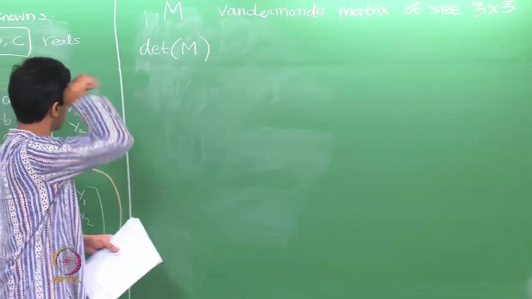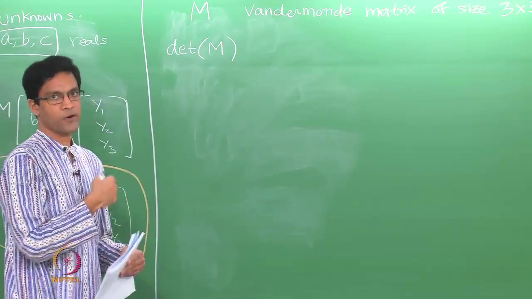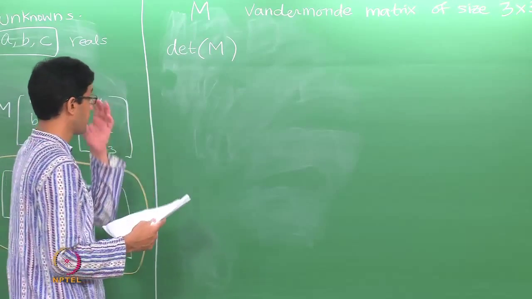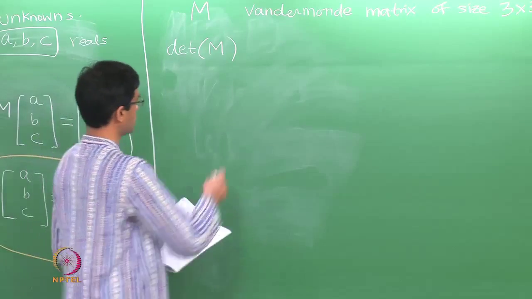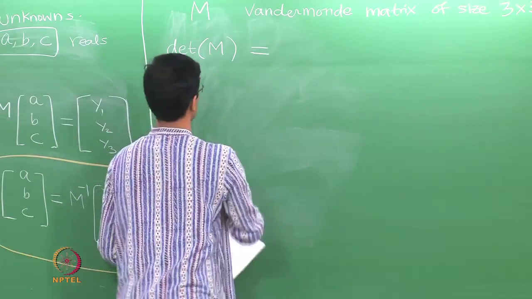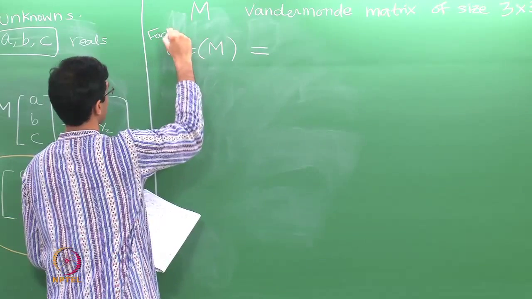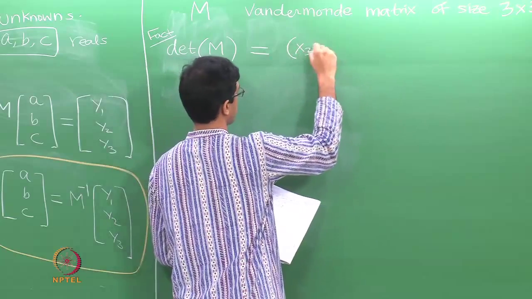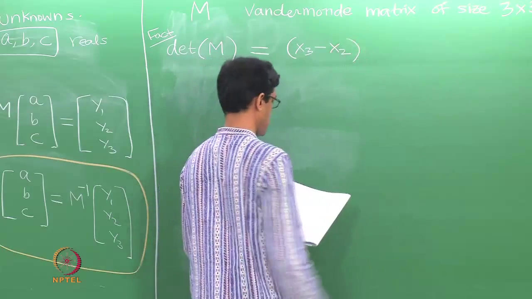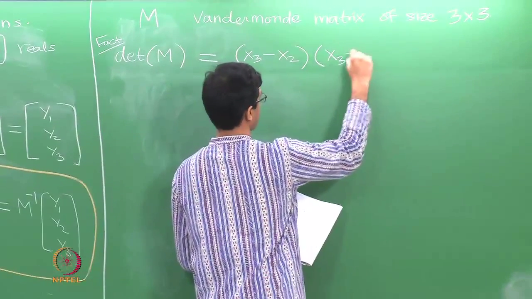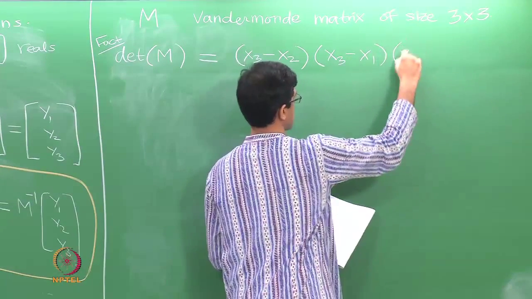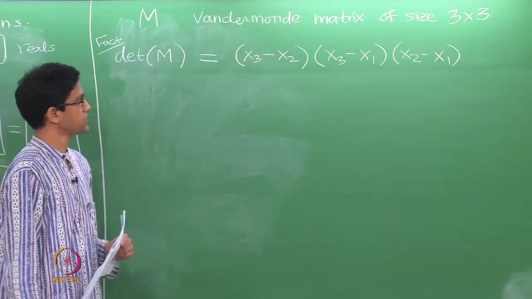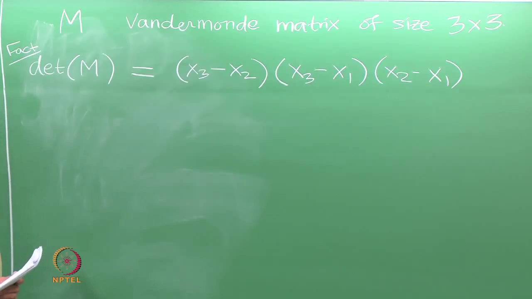So here's the 3 cross 3 Vandermonde matrix, that's M, and the corresponding determinant, the Vandermonde determinant, has a rather well-known explicit expression. It's rather surprising at first if you haven't seen it before. So here's the fact. The determinant of the 3 cross 3 Vandermonde matrix has an exceptionally nice form. It's just a product of three terms, x3 minus x2, x3 minus x1, and x2 minus x1.